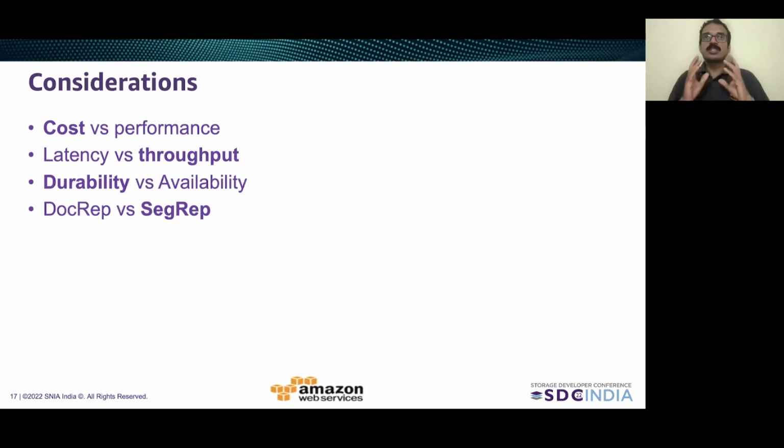So we foresee both the models will exist for the longer term. Based on the use case, the clients can decide whether to use a local store or document replication, or use a remote store and segment replication going forward.